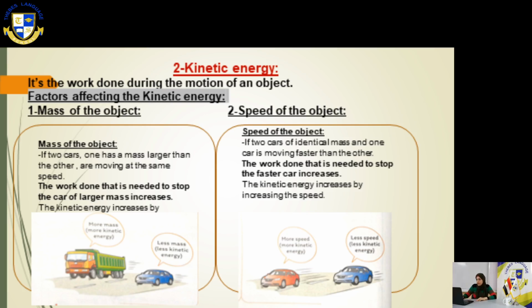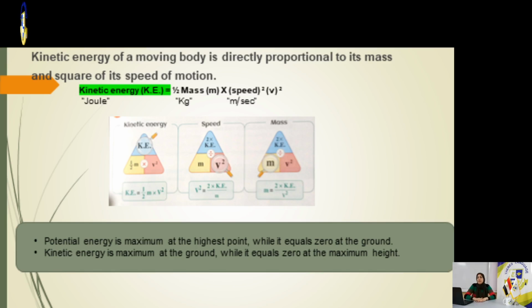Slide number 12. Kinetic energy of a moving body is directly proportional to its mass and the square of its speed. We can see this in this relation. Kinetic energy equals half mass times speed power 2. Speed we represent by V, velocity power 2. So we can find kinetic energy by multiplying half mass times velocity power 2.